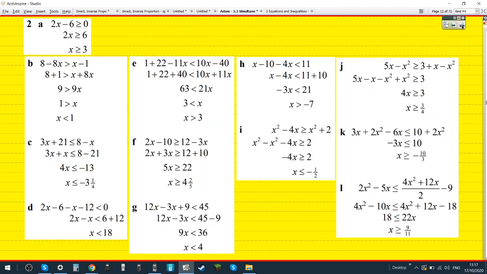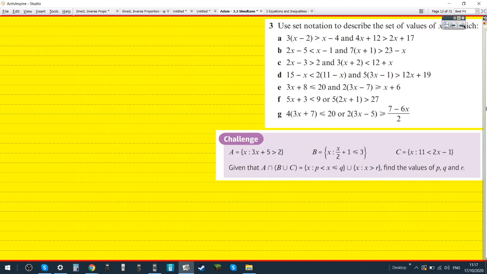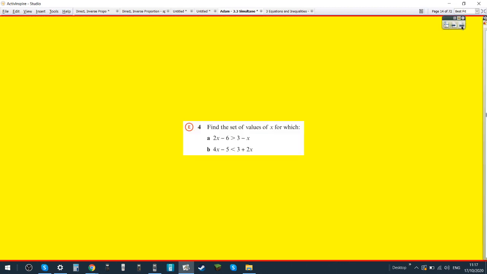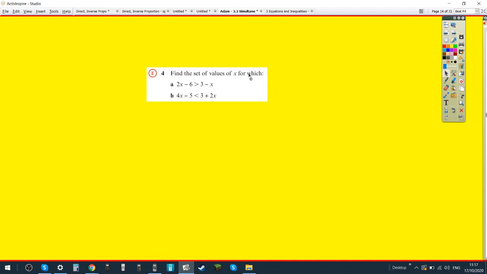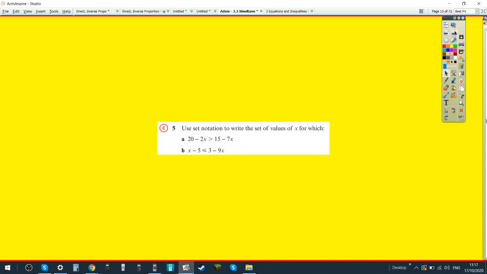So use set notation. That is when you just put in square brackets x such that. So this is an exam question. I don't think it's worth doing. Let's take a look at this. For which, no, you're going to be fine. So this one uses set notation.